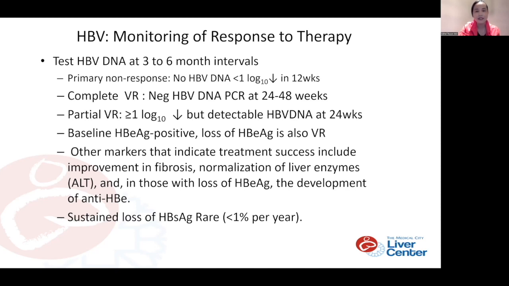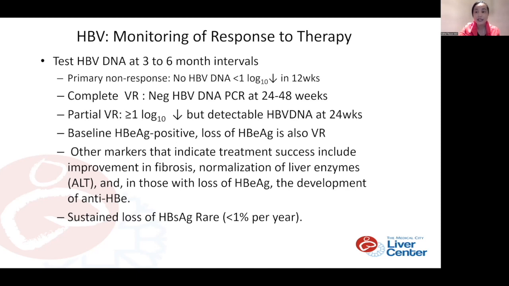But because DNA might not be widely available for us, other markers that indicate treatment success include improvement in liver disease or fibrosis, normalization of your liver enzymes, your ALT, and in those with loss of HBe antigen, the development of anti-HBe. So from E antigen reactive and anti-HBe non-reactive, you seroconvert to get E antigen non-reactive and anti-HBe reactive. So from the antigen, you develop the antibody.